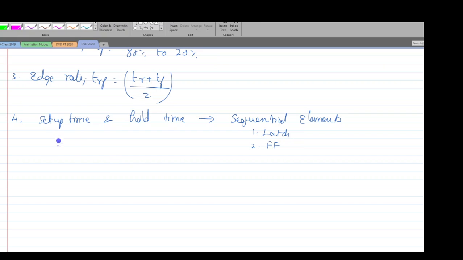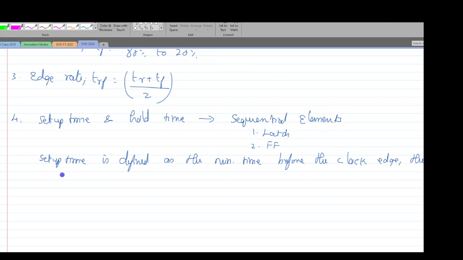Basically, a setup time is defined as the minimum time before the clock edge that the data input to the sequential element has to be made stable.